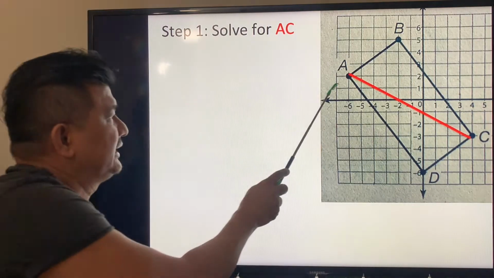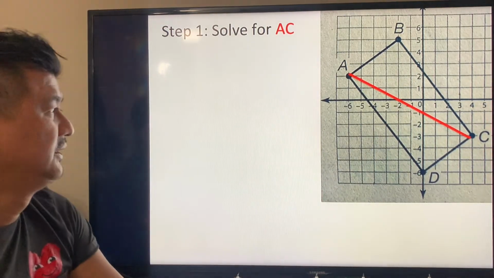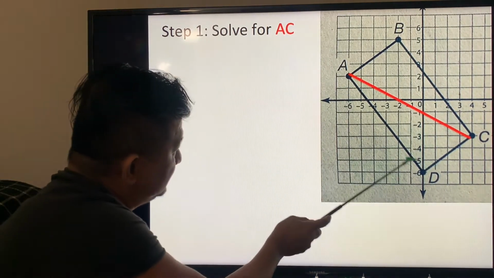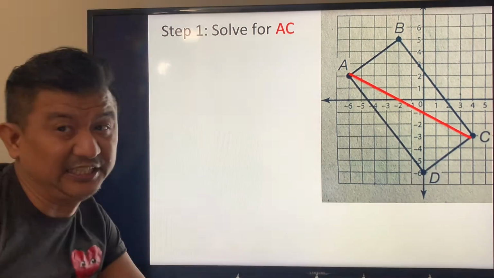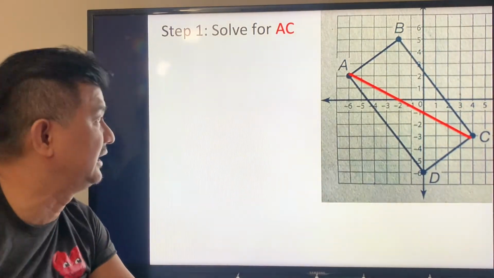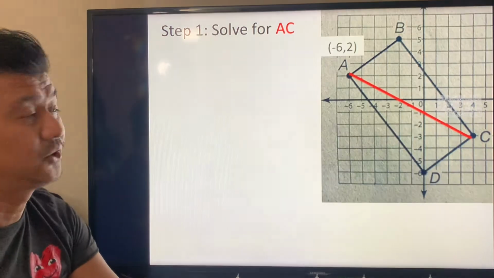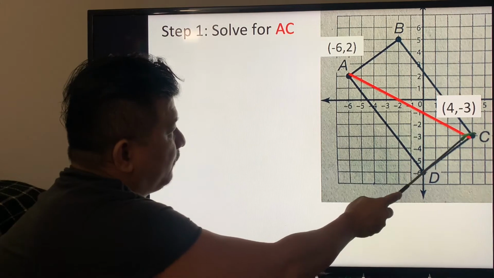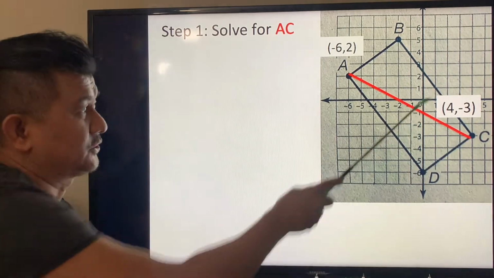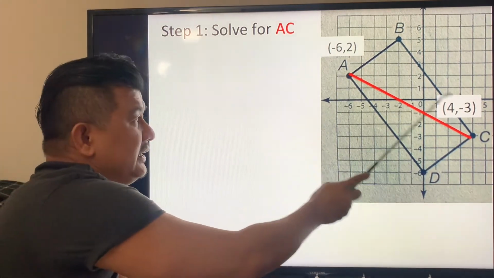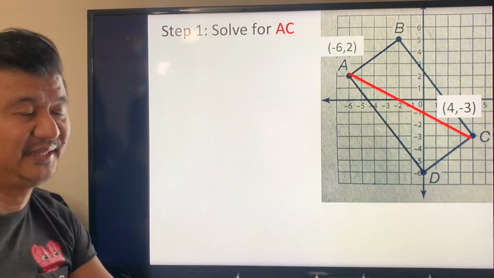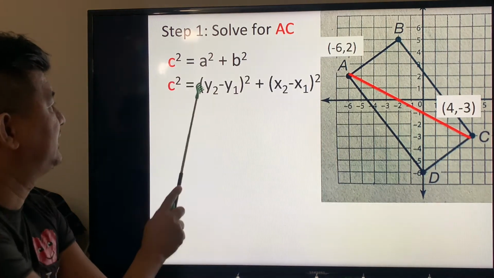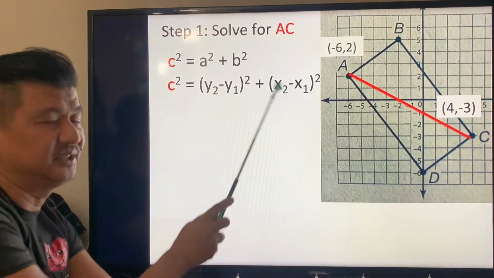Let's start with this diagonal AC. To solve for AC, it's difficult to count this one and that one because they're not exactly a horizontal or a vertical line. So what do you do? You use the coordinates. A is negative 6, 2. C is 4, negative 3. So let's use x1, y1, x2, y2. Remember that, or you could reverse it. So let's write down that formula, and then it is translated into the distance formula.